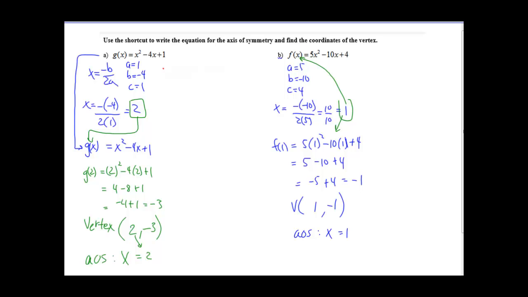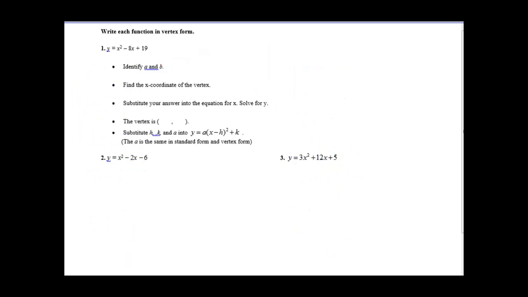What's the axis of symmetry? It's the x-coordinate of the vertex, which is x equals 1. Remember, an axis of symmetry is a vertical line. Therefore, we always want to put x equals something.